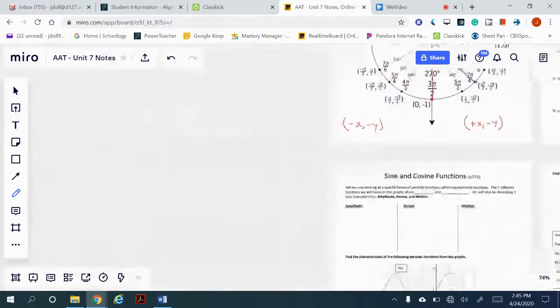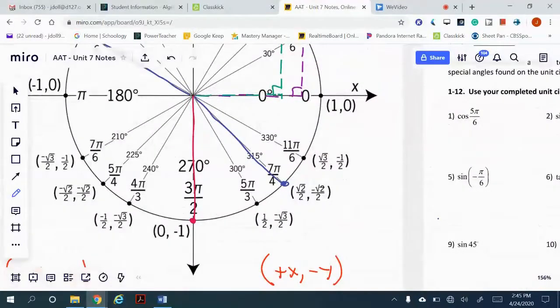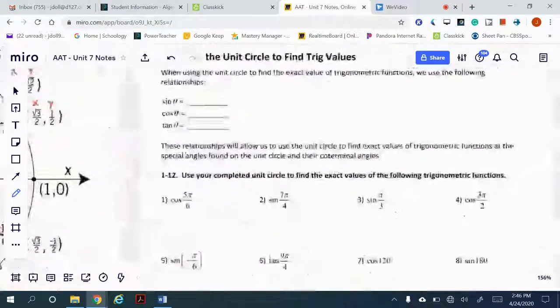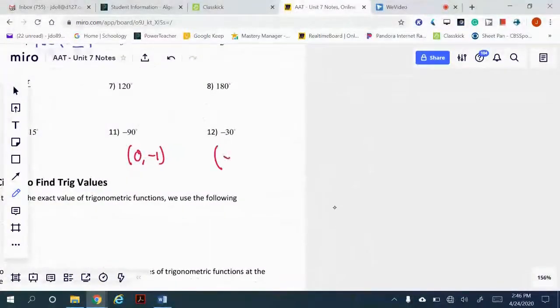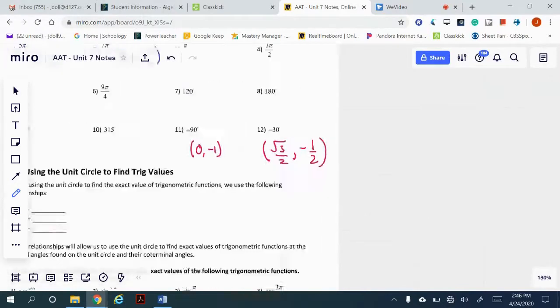We'll do one more negative one together here, negative 30. Now, negative 30 is going to be the reflection of positive 30. So if I go up 30 to get to positive 30, and I go down 30, that puts me right here. Negative 30 and positive 330 are the same, and we get this ordered pair: square root of 3 over 2, negative 1/2. All right, so that's the end of our first video in this unit.